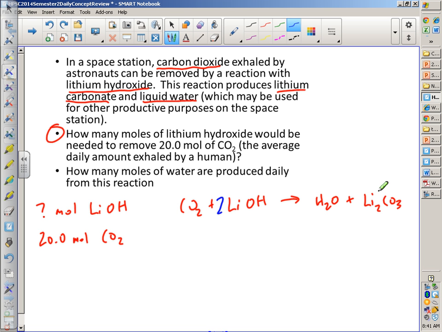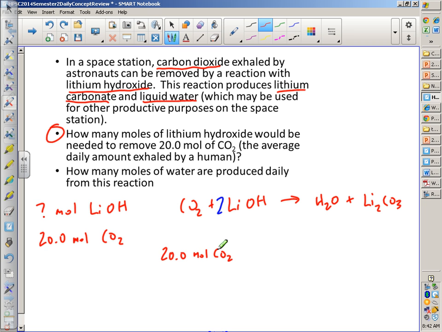All right, so this one's pretty easy to balance actually, right? It just requires 1 coefficient. You have to put a 2 in front of the lithium hydroxide and go from there. Okay? All right, so we balanced the equation. Now, the next part of our plan: write the moles of whichever one we were given. So we were given that we're starting this reaction with 20 moles of carbon dioxide.